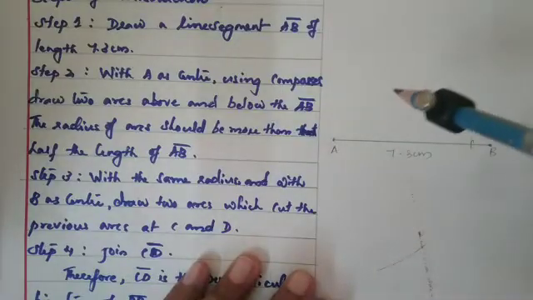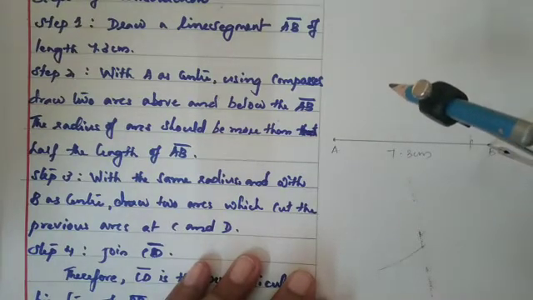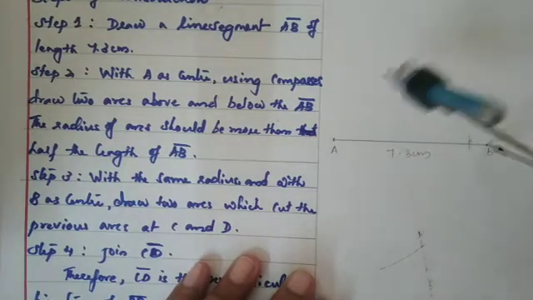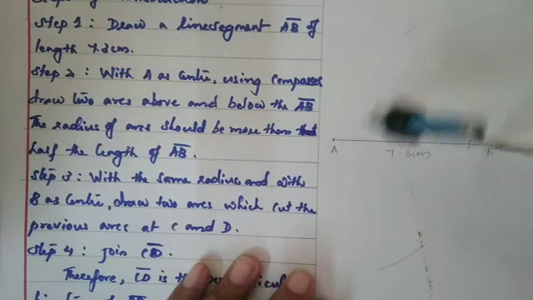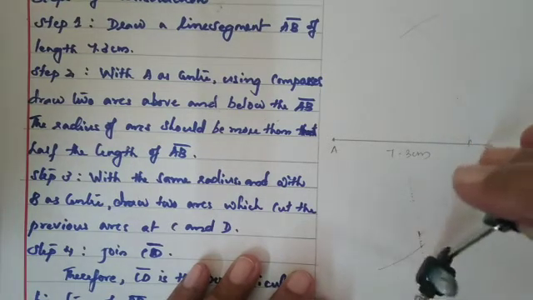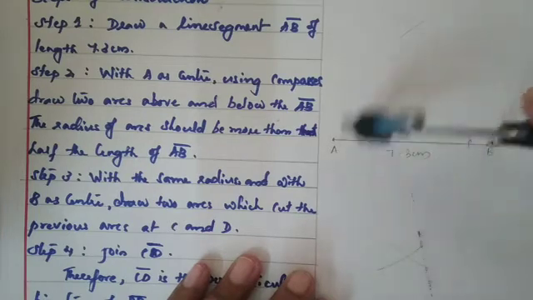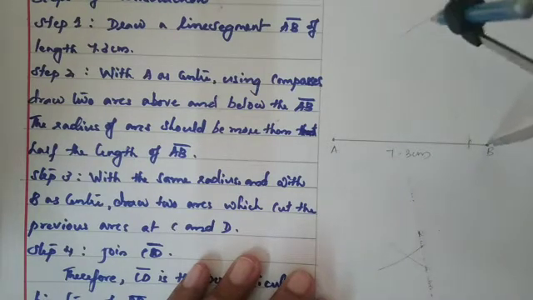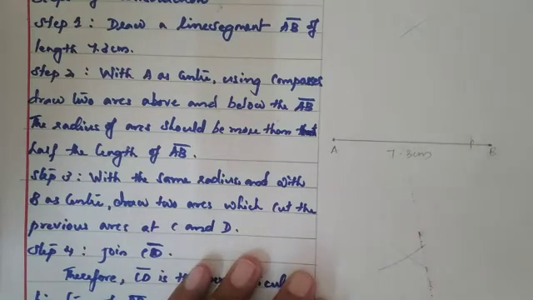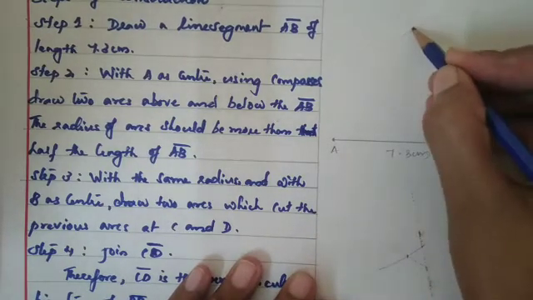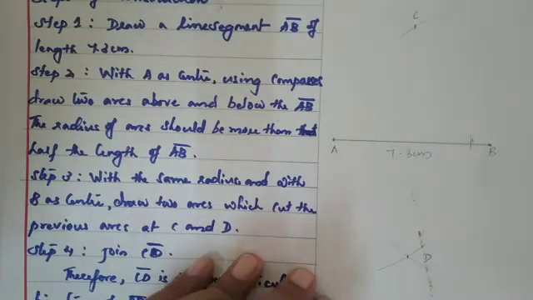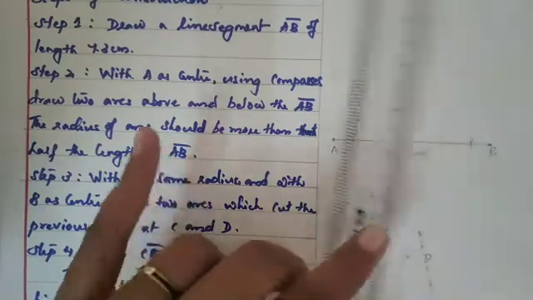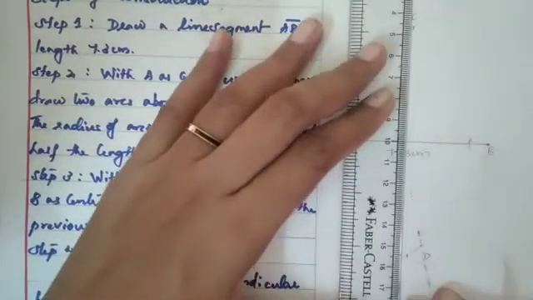Then with the same radius, place the compass needle at B. Draw another two arcs with the same radius which cut each other at the previous arcs, here and here. Name these two intersections as C and D. Then join C and D using the ruler.